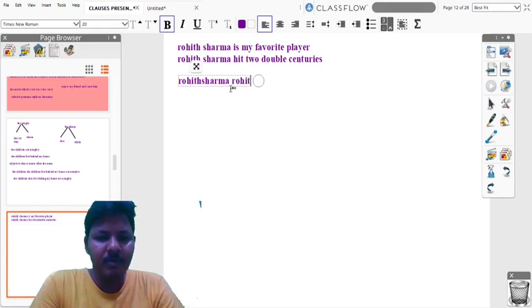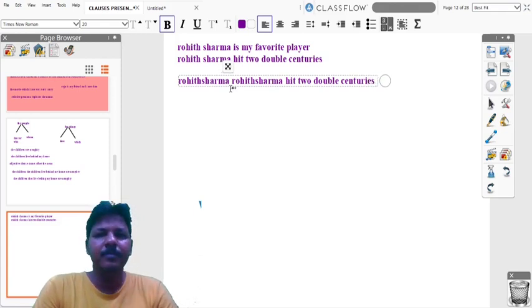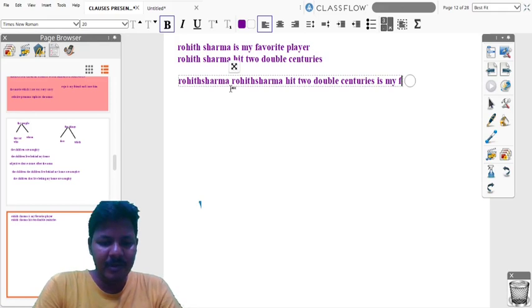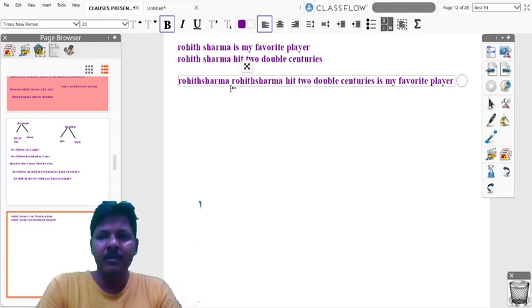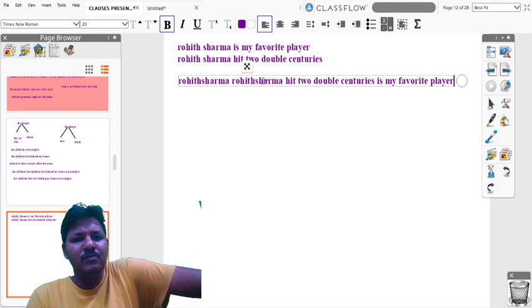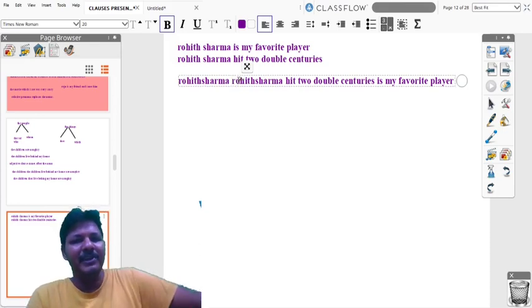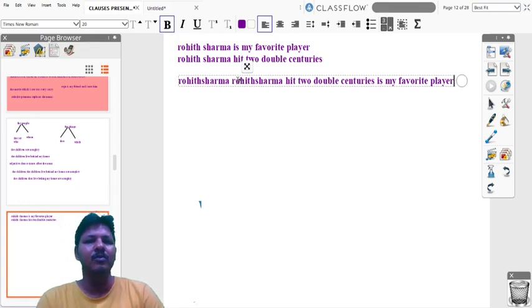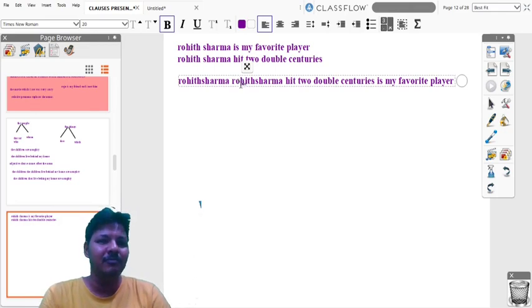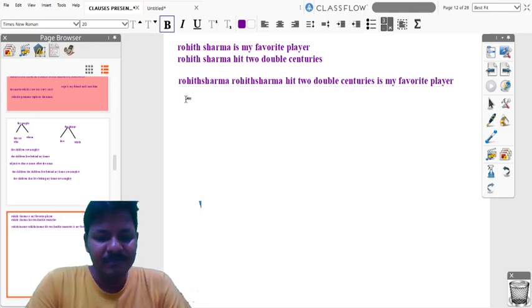Rohit Sharma hit two centuries, two double centuries, is my favorite player. See, friends, here we have two nouns, so we don't want two nouns here. So what should we do? The second rule is to replace the noun with the relative pronoun. For people, which relative pronouns do we use? That or who. So you put the relative pronoun and replace the noun.